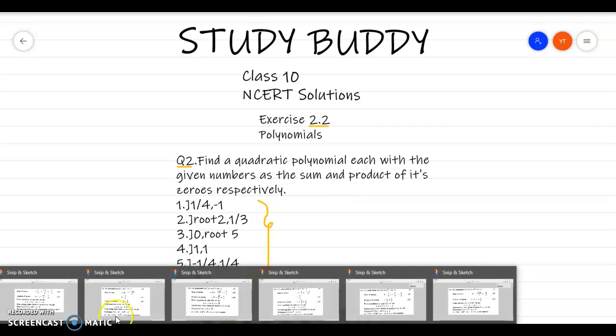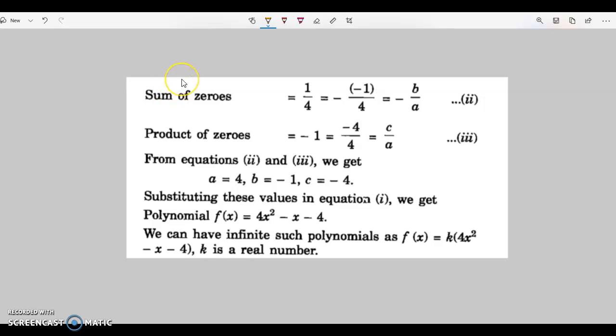So moving on to the first one, let us consider the quadratic polynomial, say f of x, to be in the form of ax square plus bx plus c. It should be of the form ax square plus bx plus c equal to 0. So for that, the sum of zeros is equal to 1 by 4. That is equal to minus of minus 1 by 4, which is minus b by a.